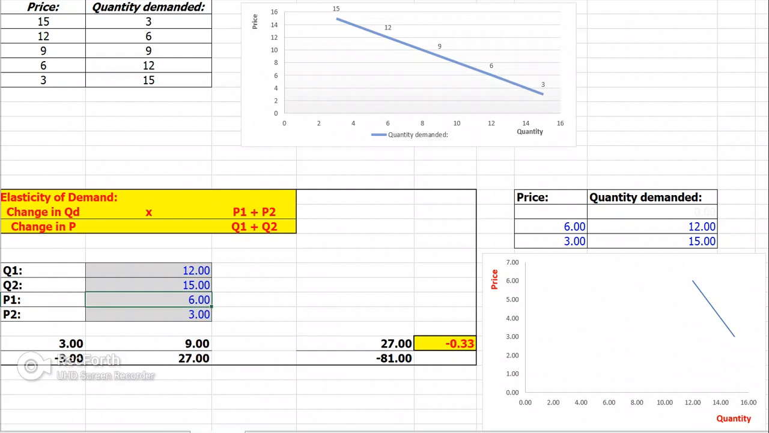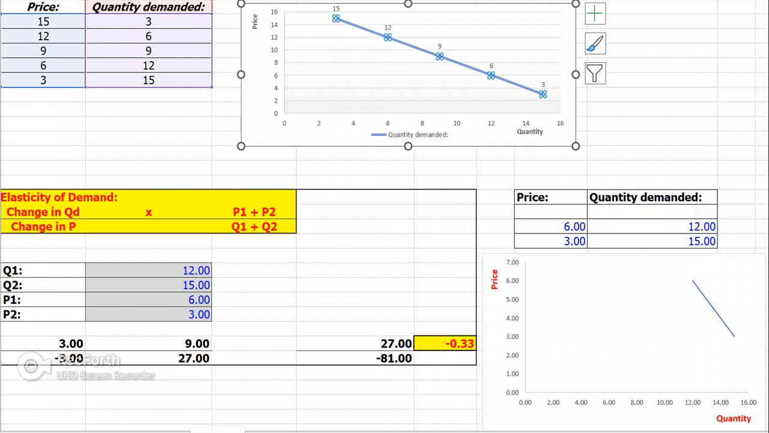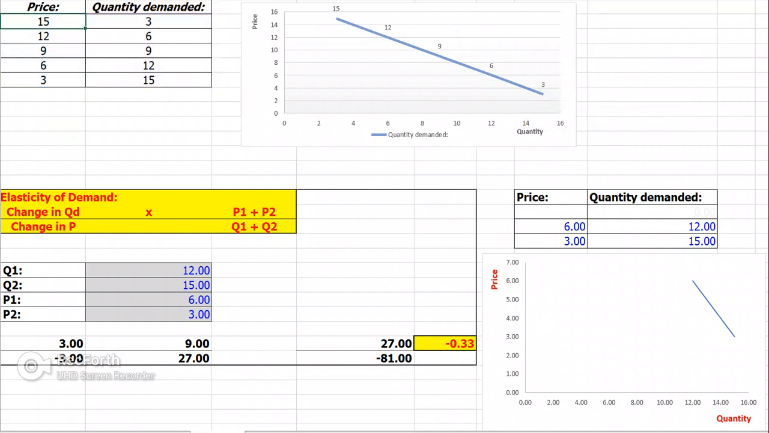One of the most important points to bear in mind with elasticity is that it is not consistent along the demand curve. Even though a lot of the questions will have a nice linear demand curve going down from left to right, and the demand schedule will be similarly linear, 15, 12, 9, 6 and 3, and the quantities going up.